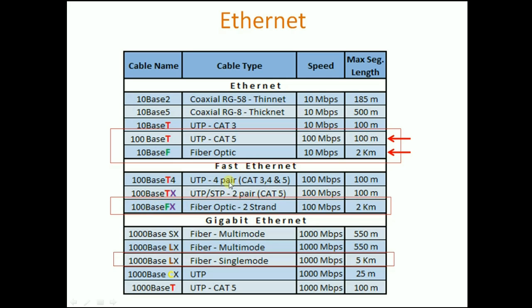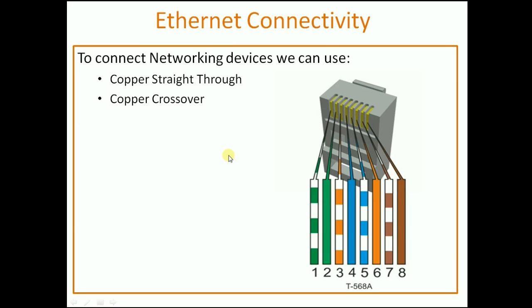Let us consider another example of fast Ethernet, that is 100 base FX. So 100 represents the speed 100 Mbps, base means baseband, and FX represents fiber optic two standard cable, and its maximum segment length is 2 km, after which we have to use a connector and an amplifier to regenerate the signal. Then Gigabit Ethernet is the fastest Ethernet, and an example is 1000 base LX. So 1000 represents the speed, that is 1000 Mbps, then baseband, and LX represents single mode. Now let us consider connectivity with Ethernet.